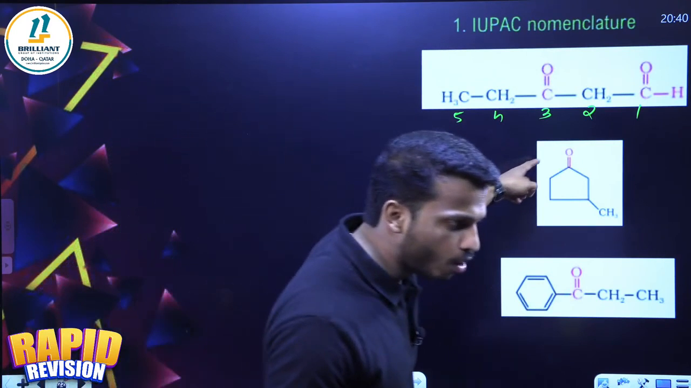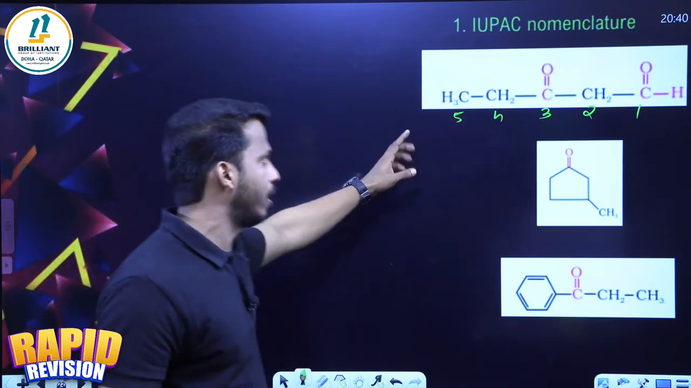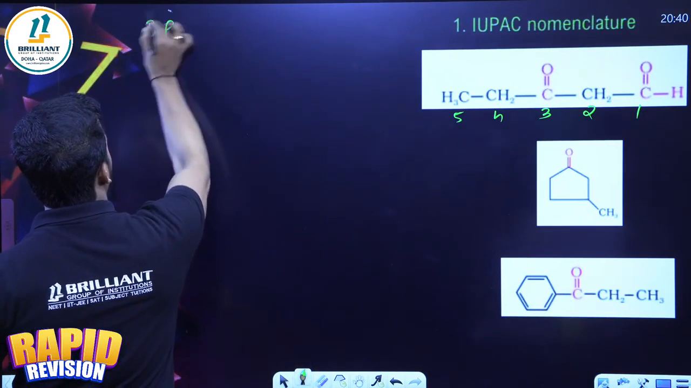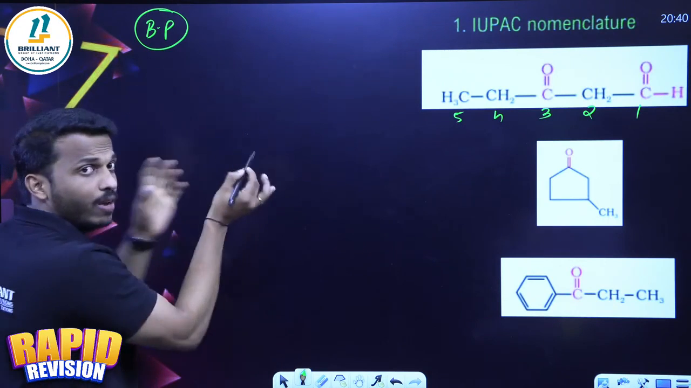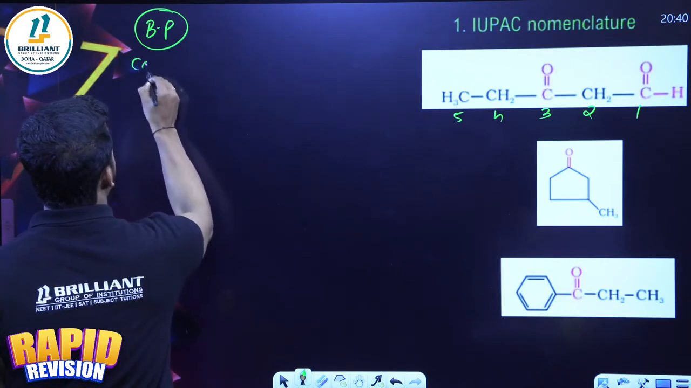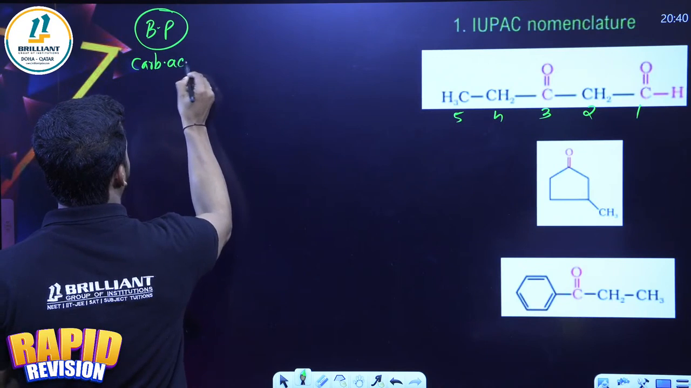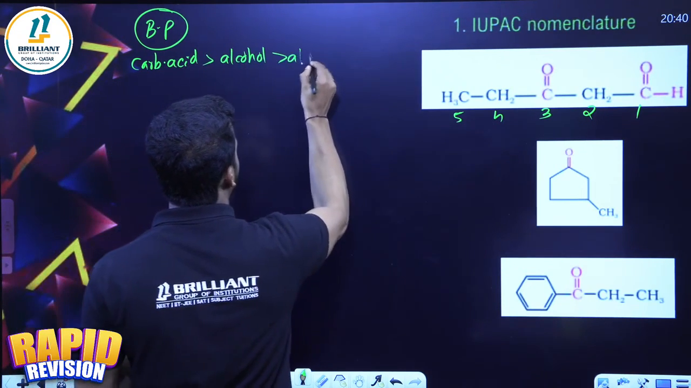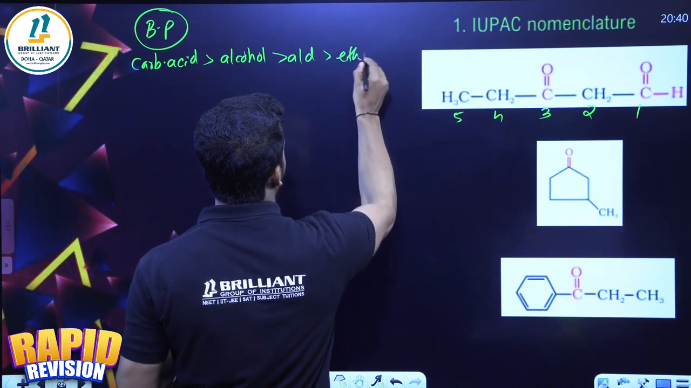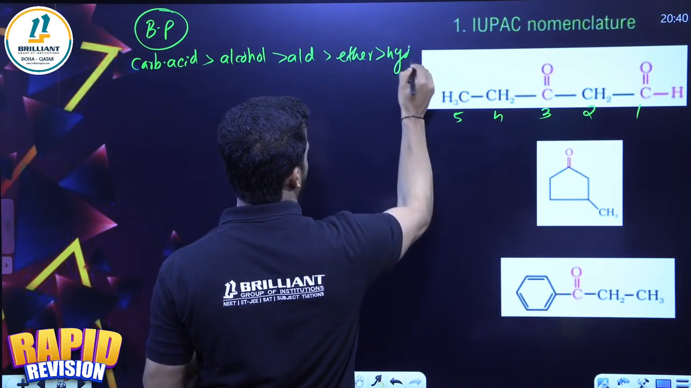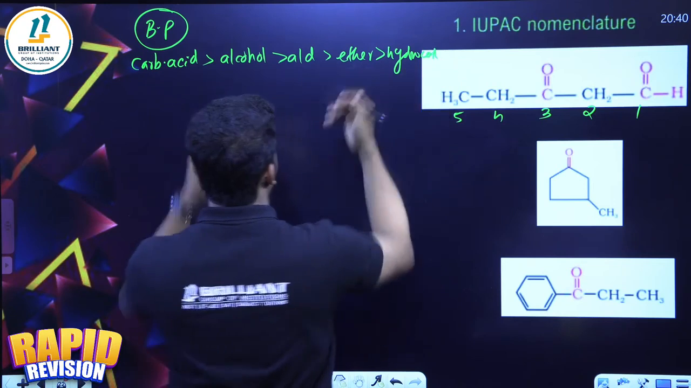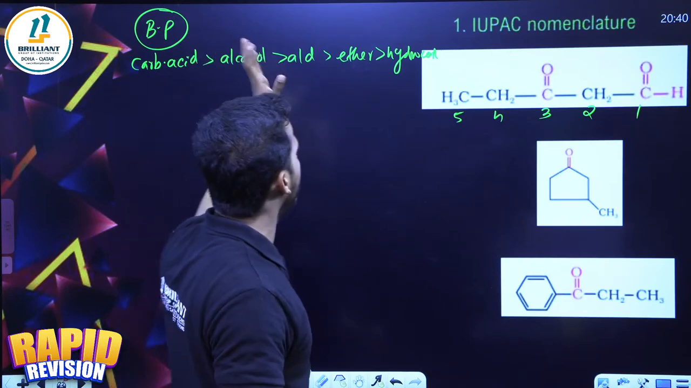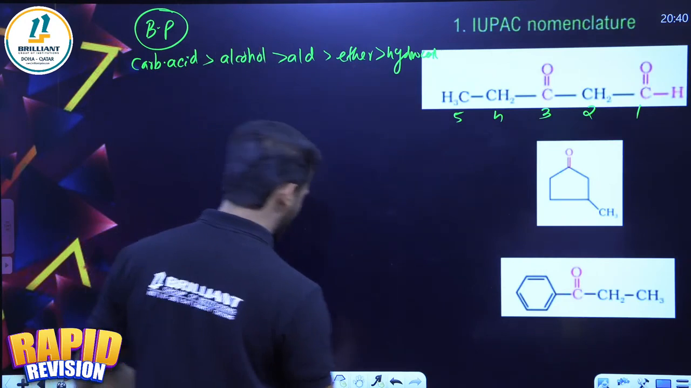Third position. Order of boiling point including all organic compounds. Okay, Joel, I will give it. Let me tell you, dear all, the boiling point order, please remember, all of you. Mostly they will ask any one of these. Carboxylic acid has the highest boiling point, then alcohol, then aldehyde, then ether, then hydrocarbon. They will ask you any one or two among these. Joel, this is the order, okay?